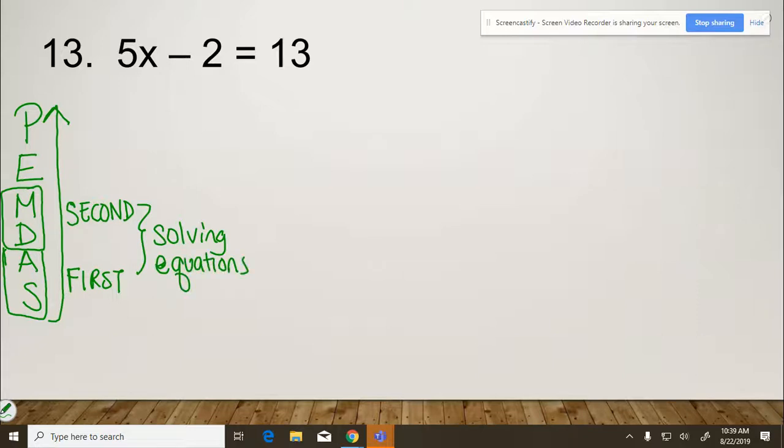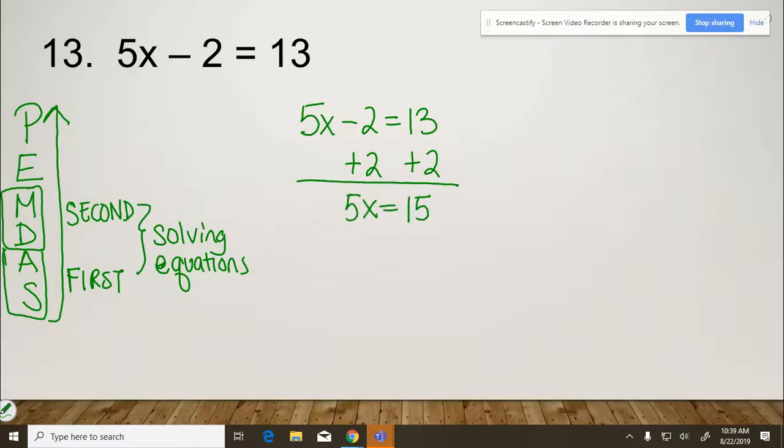All right, so let's take a look at this one. We have 5x minus 2 equals 13. So working the order of operations backwards, do I see subtraction or addition? I definitely do. I see subtraction. Opposite of subtraction is addition. So I'm going to add 2 to both sides. I get 5x equals 15. Now, addition and subtraction are gone. Do I see multiplication or division? Yes, I see multiplication. Opposite of multiplication is division. So I'm going to divide by 5, getting a result of x equals 3. Done.